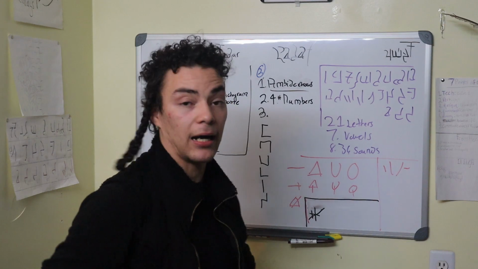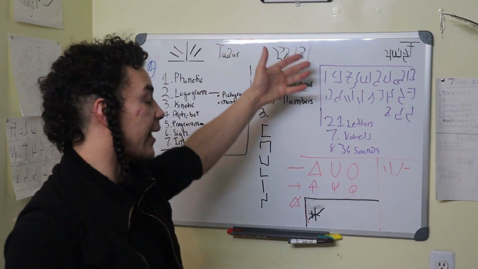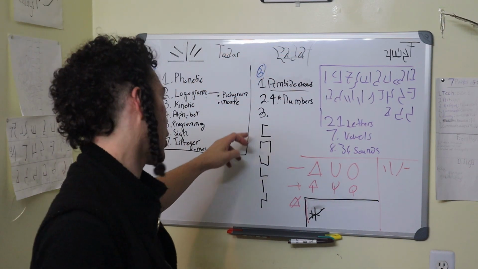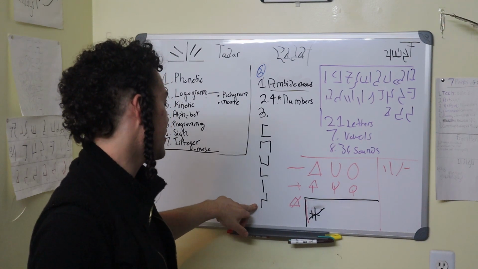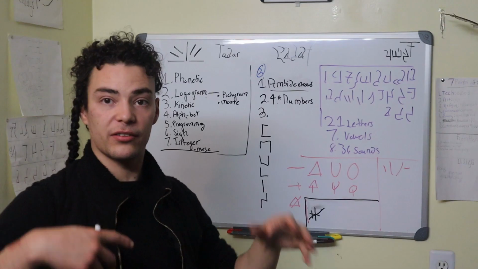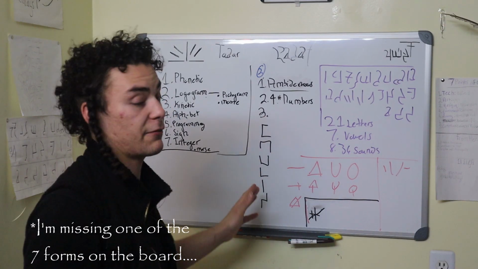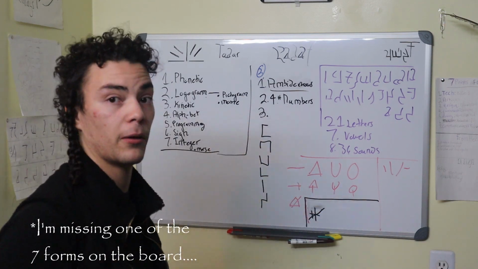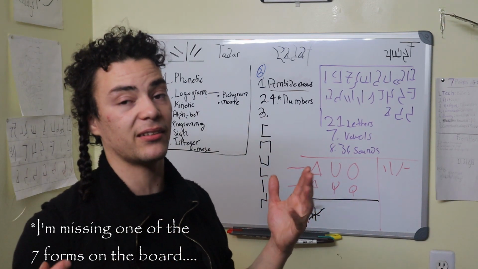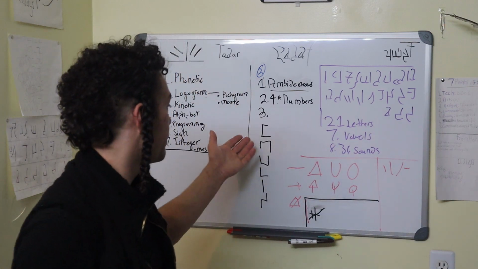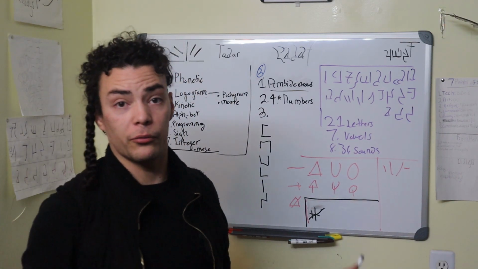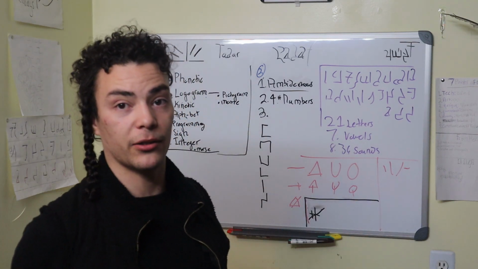Yes, all the letters in Tadar are based off of these 7 forms, and even our logograms are also based off of these 7 forms. So these 7 forms are very important. Because it is an ambidextrous language, it's really important to know your base forms in order to play around with it.